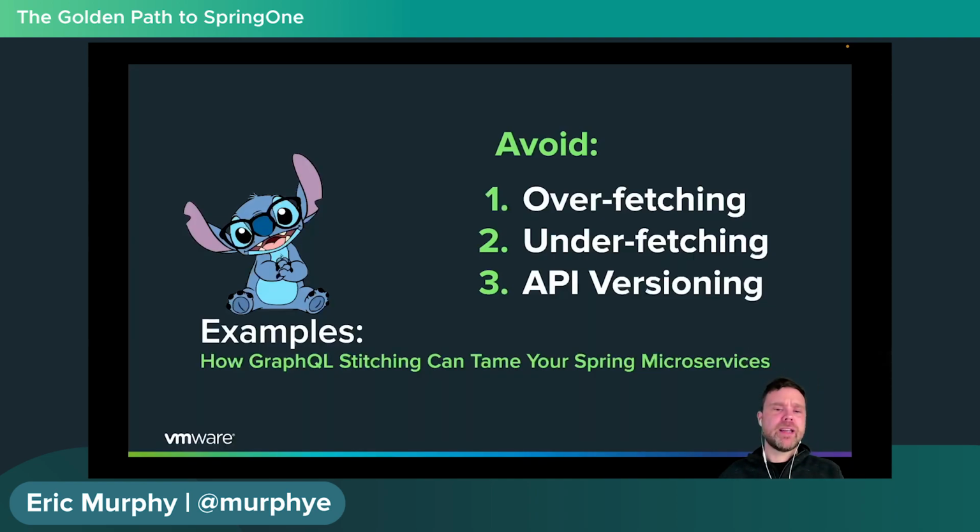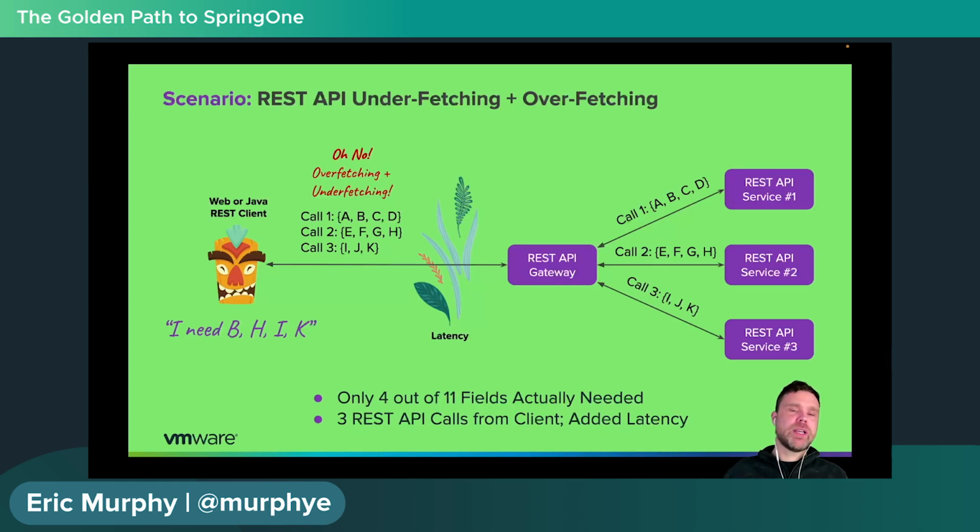So let's look at an example here of how you can avoid those three problems: overfetching, underfetching, and API versioning. So the first scenario here is that you have a REST API and there is underfetching and overfetching involved. And a specific example here is on the left, you have a client that says, hey, I need B, H, I, and K. I only need those attributes out of the REST APIs, right?